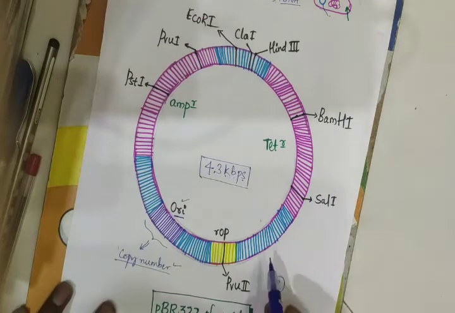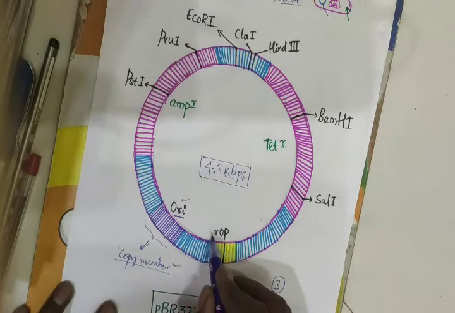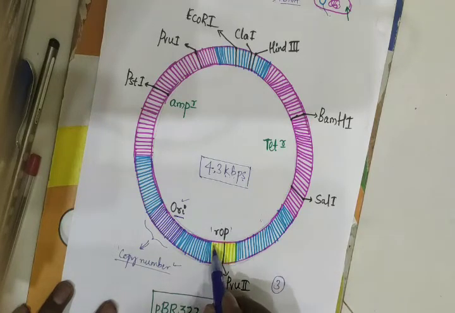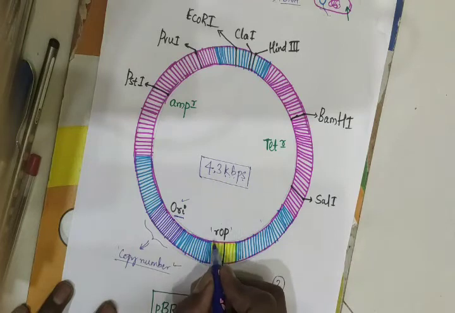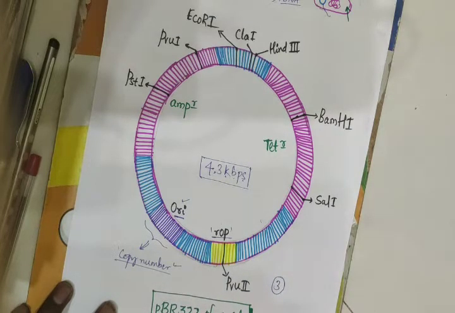Now here this yellow color portion, it is producing this particular sequence, it is acting as one gene, and that gene produces one protein. That protein is ROP. That means replication related protein. Here, for replication to start, one protein related to replication is produced from this portion. This is ROP.